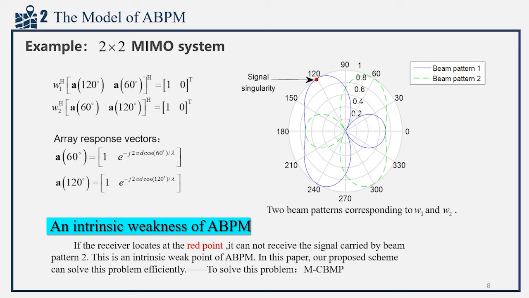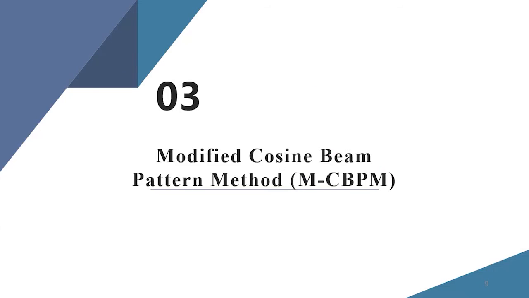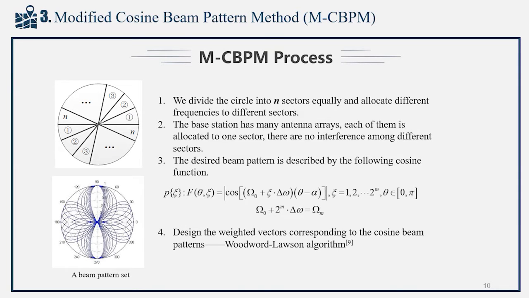However, if the receiver locates at the right point in the figure, it cannot receive the signal carried by beam pattern 2. This is an intrinsic weak point of ABPM. In this paper, our proposed scheme can solve this problem efficiently. Let's look at part 3, our proposed scheme, MCBPM. The process of MCBPM is listed as follows.